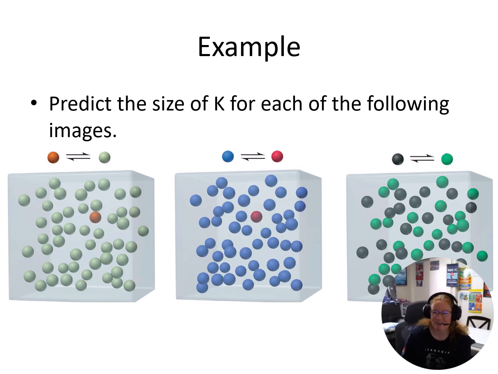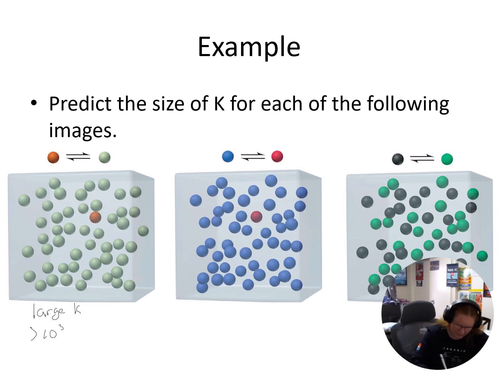In the first picture, we go from orange to that kind of greenish yellowish color. My orange is my reactant, and that greenish yellowish color is my product. In the box is what occurs in the system at equilibrium. So in our first box, what would you predict for the size of K? Well, there's not a whole lot of reactant left, is there? So this should be a large K, greater than 10 to the third.